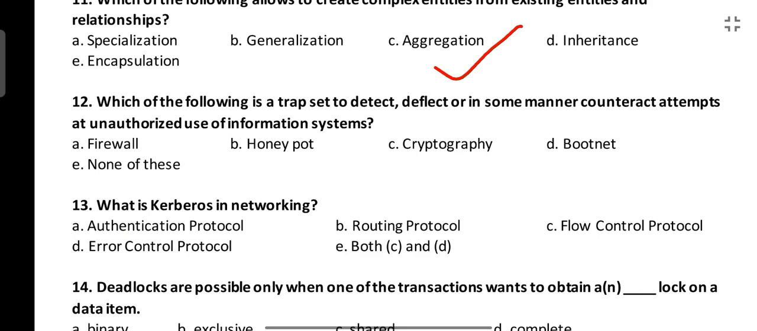Next is which of the following is a trap set to detect, deflect, or in some manner counteract attempts at unauthorized use of an information system. So whenever we create a trap for this, it is known as a honeypot.